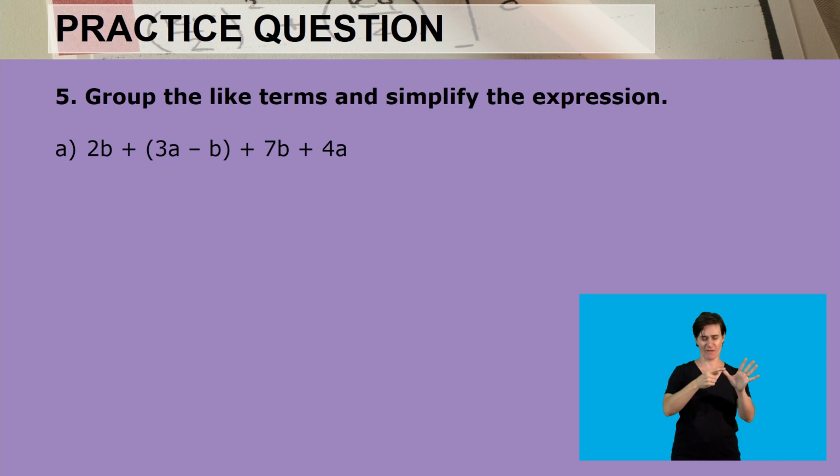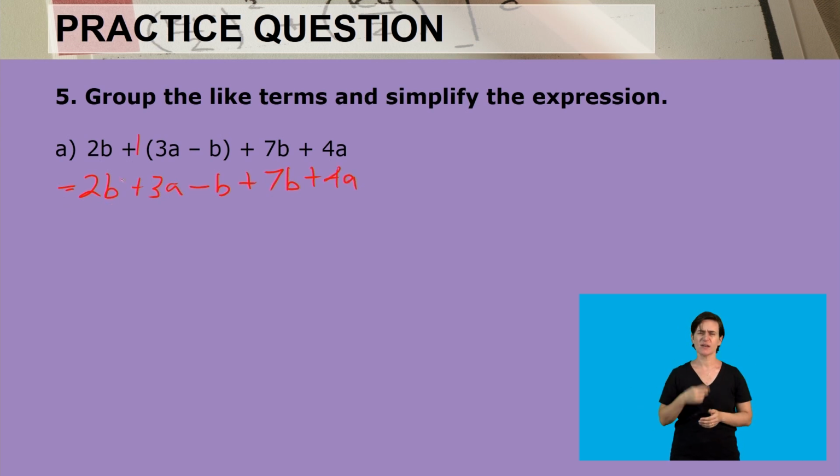The next question is group the like terms and simplify the expression. Looking at that expression, you would see that there is a bracket that we need to first resolve. So let's resolve the bracket first. It's 2b. Now there is a 1 in front of the bracket there. When we don't have a number or an expression, we remember that there is a 1 that we need to multiply the bracket with. So 1 multiplied by 3a then gives us 3a. 1 multiplied by negative b becomes negative b plus 7b plus 4a.